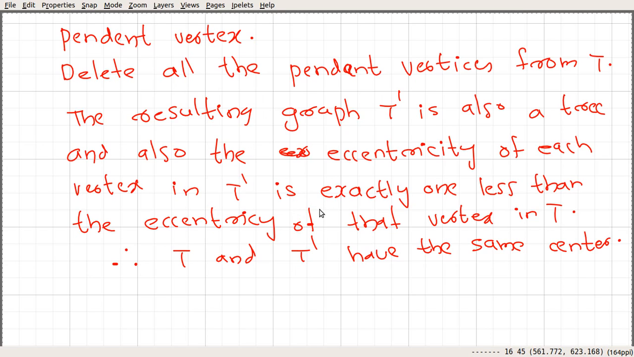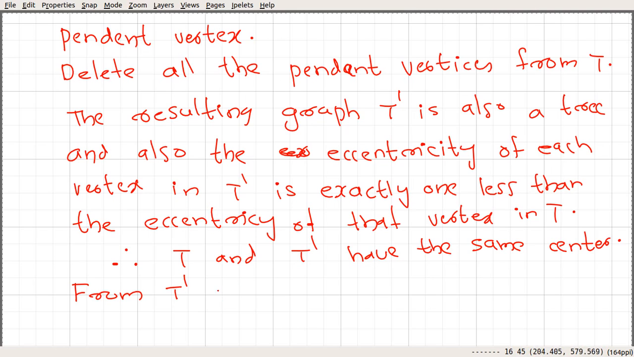So if we are left with K1, then that corresponds to the center of the tree, and if we are left with K2, then those two vertices correspond to the center, and again we can see that those two vertices are adjacent.